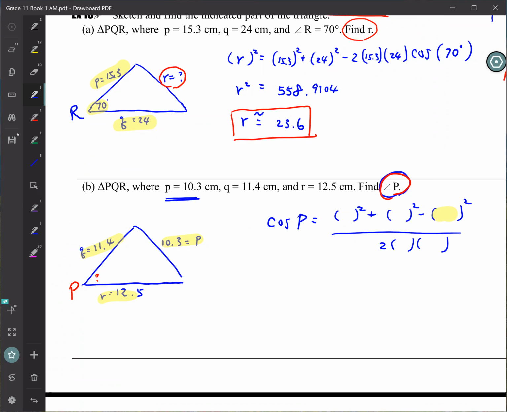Okay, Eric, can you tell us what goes inside the brackets? I think it should be 11.4, 12.5, 10.3, and then on the bottom it's 11.4 and 12.5. Thank you, very good. So remember the 10.3 is the one across from the angle you want to find, okay, the P. All right, and then now we need to type in everything on the right side and get a number, okay? So raise your hand when you got that number. Should be 0 point something.